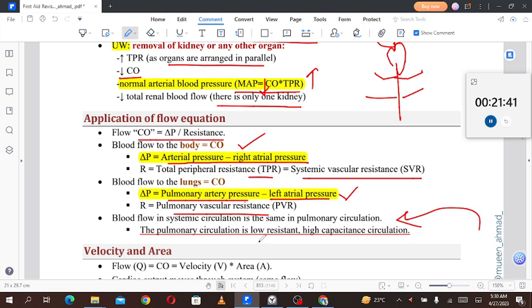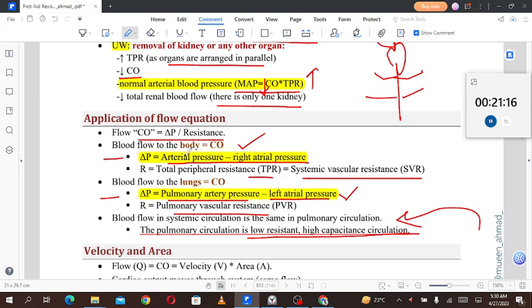The pulmonary circulation is a low resistance and high capacitance circulation. It is low resistance, which means that the resistance offered by the pulmonary arteries is lesser in comparison to the aorta or the systemic circulation. And secondly, it is high capacitance, which means that the pulmonary vessels can dilate to a greater extent in comparison to the aorta.